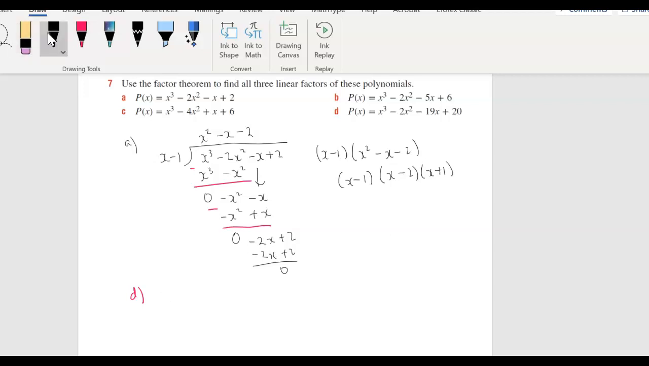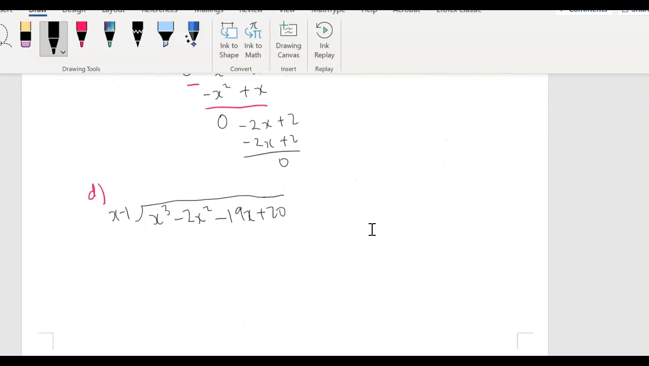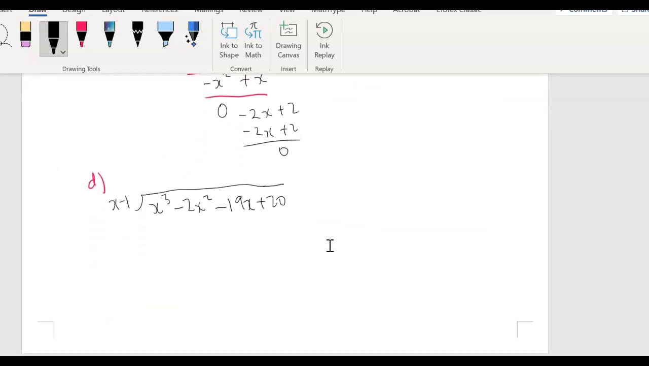Actually, I need a bit more space. Put my division sign there, and let's do x minus 1 into x cubed minus 2x squared minus 19x plus 20. Always make sure that your division symbol goes all the way over. x cubed divided by x is x squared. x squared times x is x cubed, and x squared times negative 1 is negative x squared.